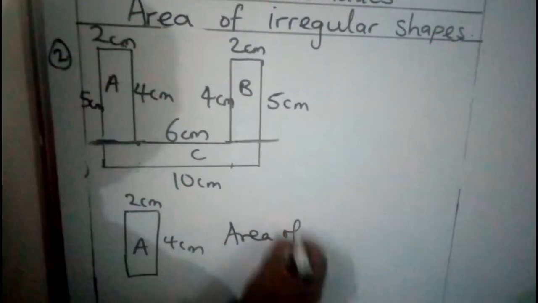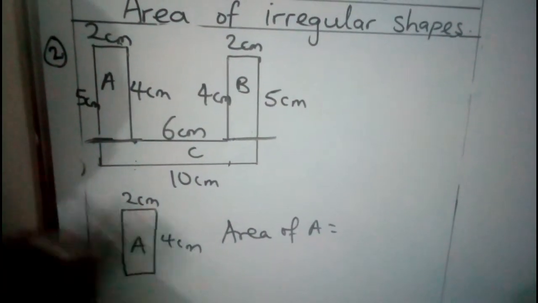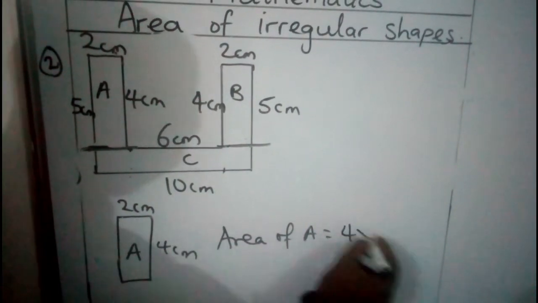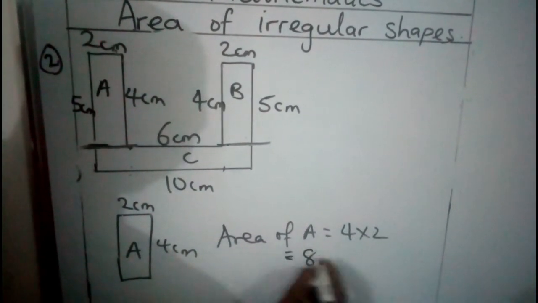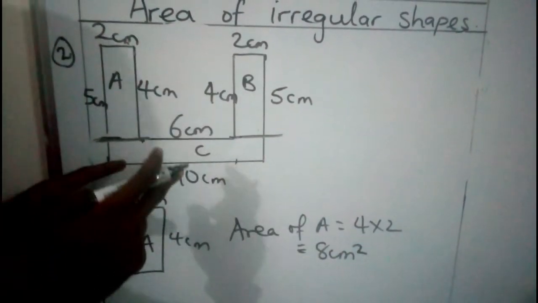So what do you say? Area of A. What shape is this? It's a rectangle, you can see. Length and breadth are not the same. Okay? So area of a rectangle is length times breadth. That will be 4 times 2. And that gives you 8 centimeters squared. I'm using centimeter now because my dimensions are given in centimeter.